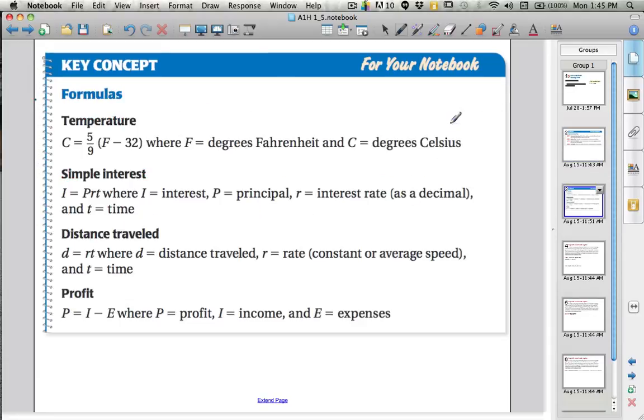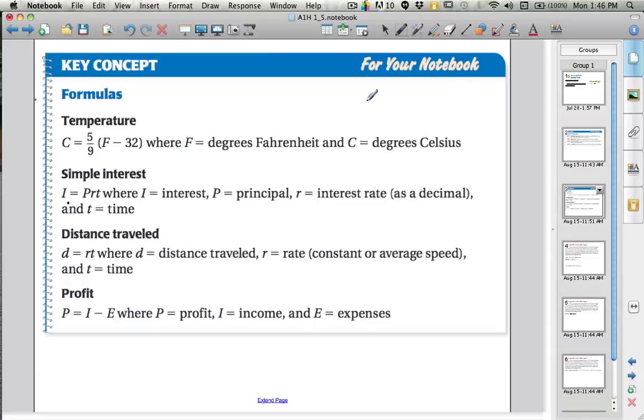These are some formulas for basic things. A formula is an equation that's been put together to do repetitive types of calculations that are common. The first formula here is for converting from Fahrenheit temperature to Celsius temperature. This formula, interest is equal to principal times rate times time, is a formula for simple interest. Distance traveled: distance is always equal to rate times time. And profit is equal to income minus expenses.